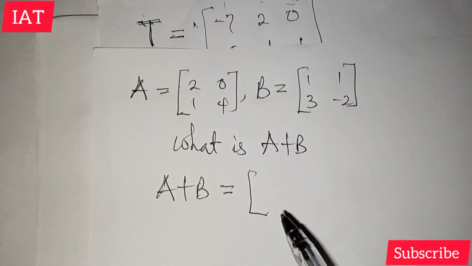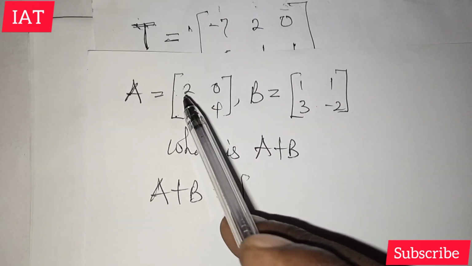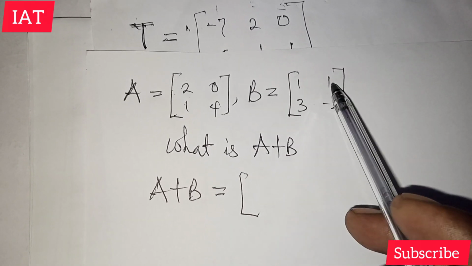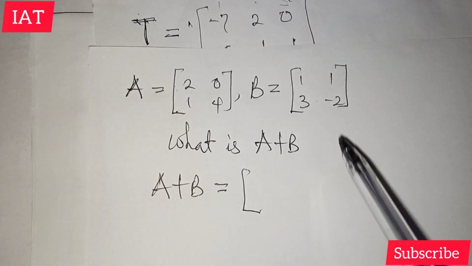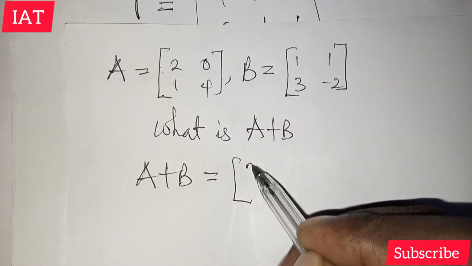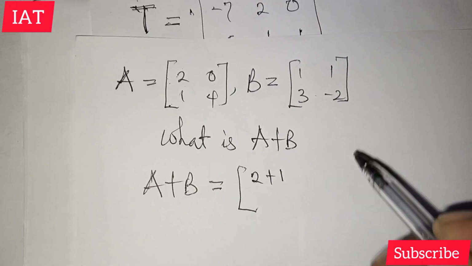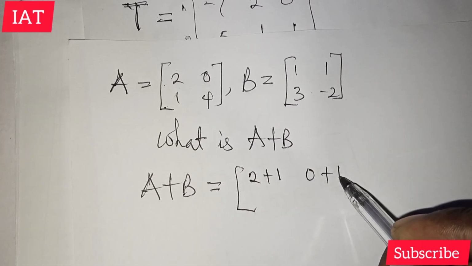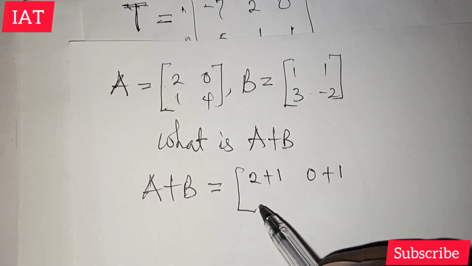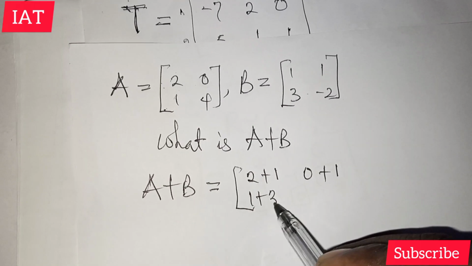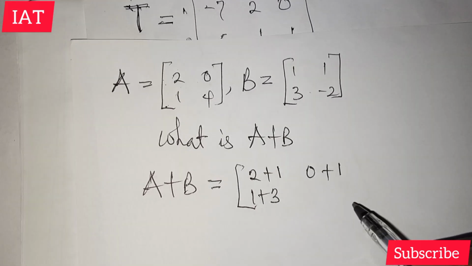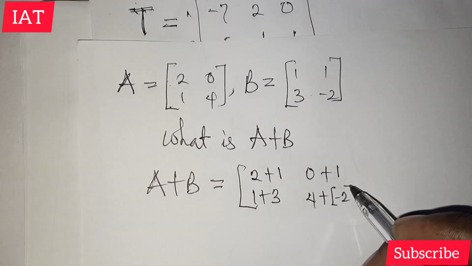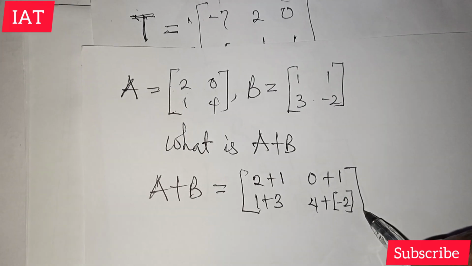So what is the pattern of the addition? It's just for you to add this first to this first one, this second to the second one, this to this and this to this. So we have 2 plus 1, and then 0 plus 1, and the next thing we'll be having is 1 plus 3, and then the final one we have is 4 plus minus 2. So we'll close it back.